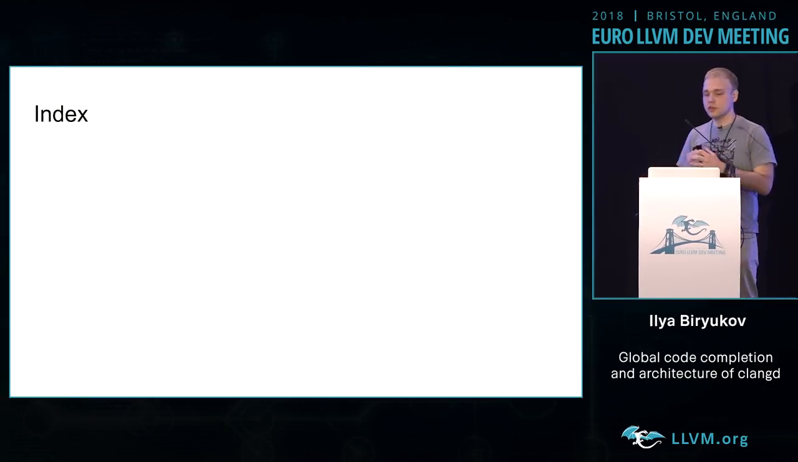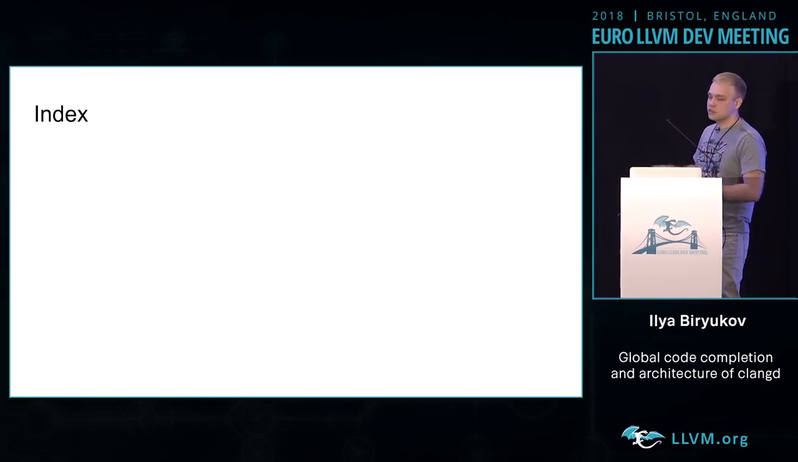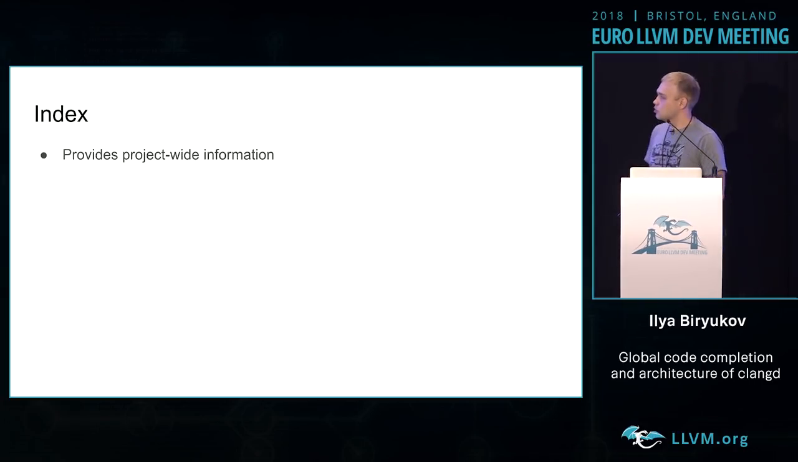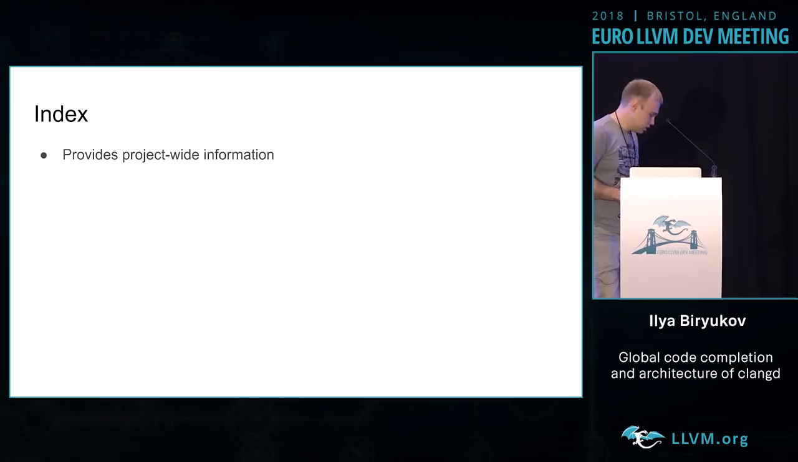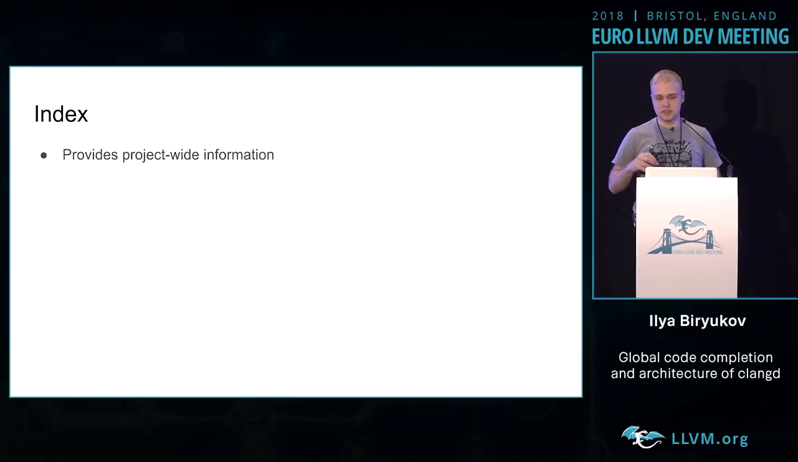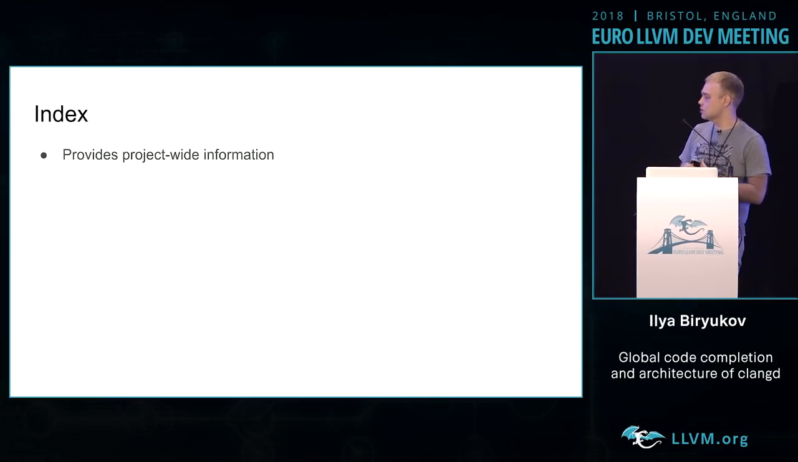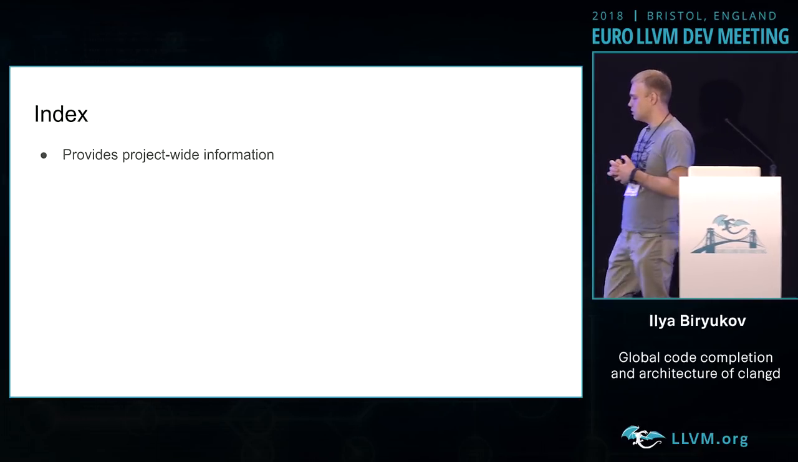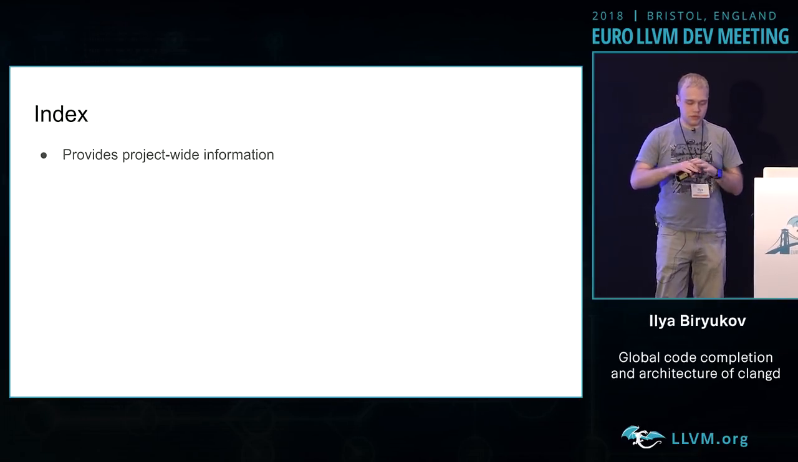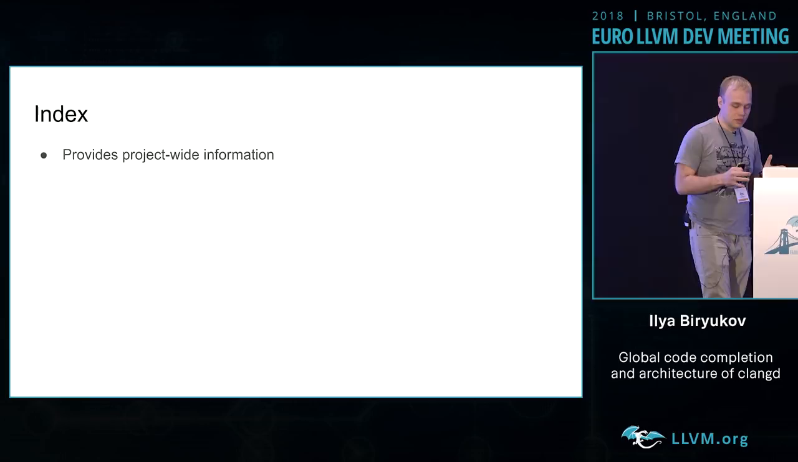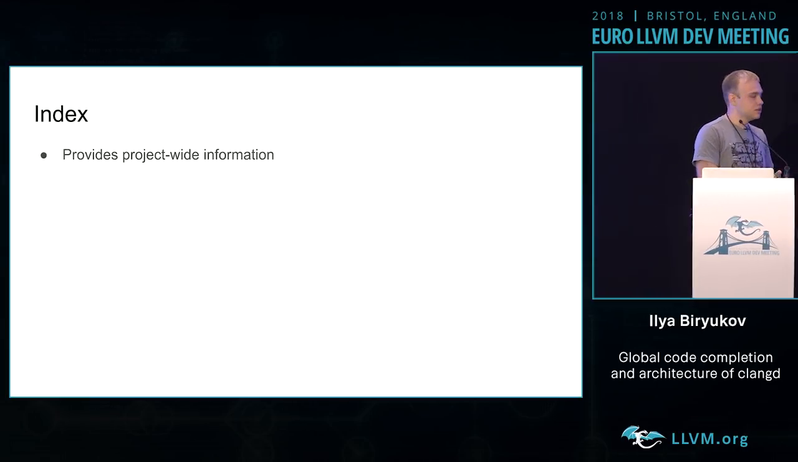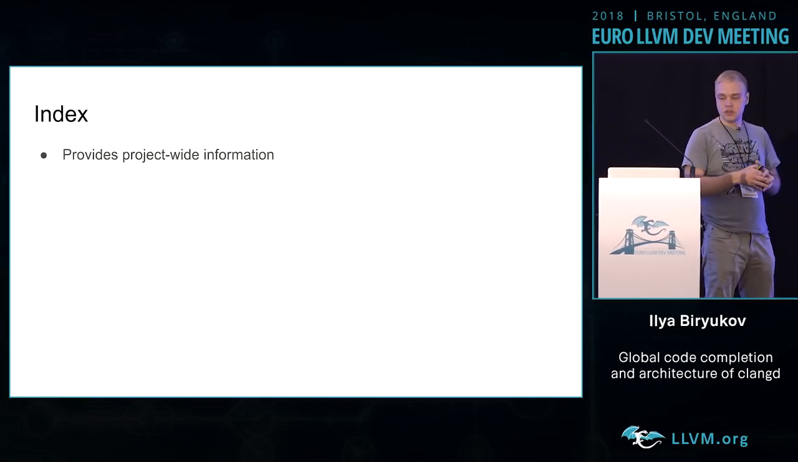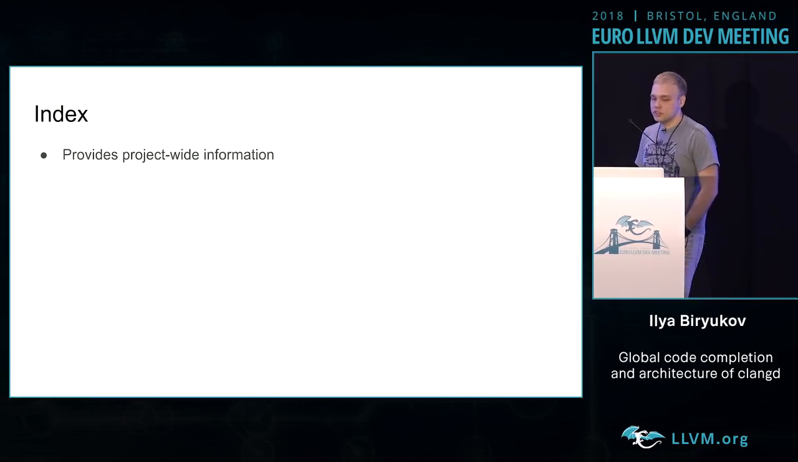As I mentioned earlier, we have this index that is a storage of global information about your project. Clang AST comes from the compiler, so it doesn't really know anything beyond the current translation unit. It might know some information about the current file and the files that you included into it, but it misses some of the important details.